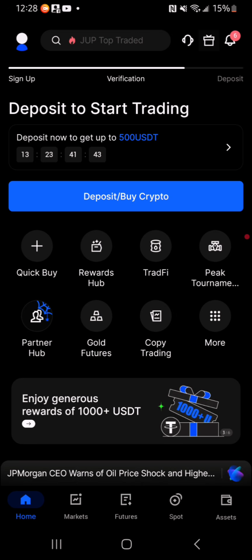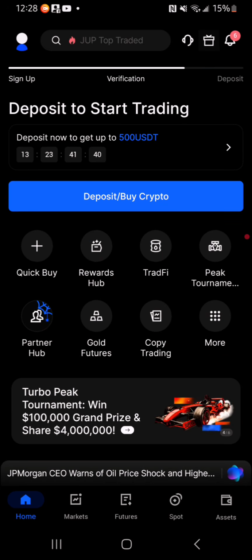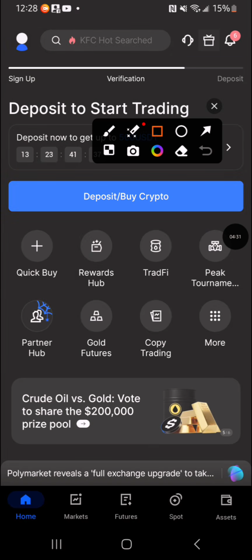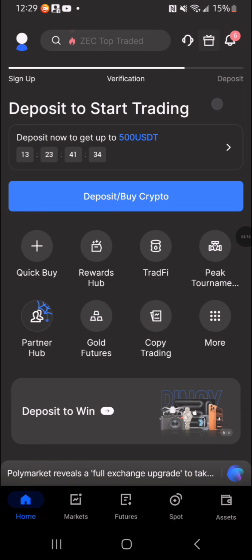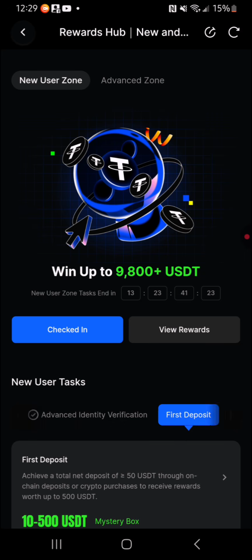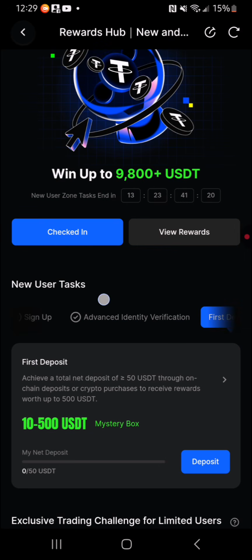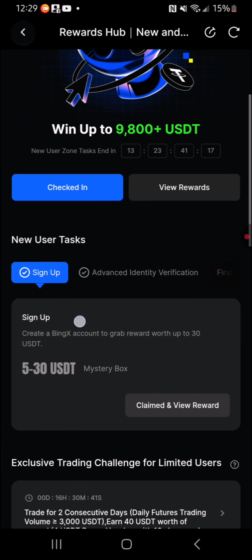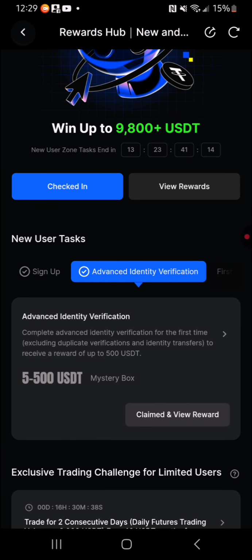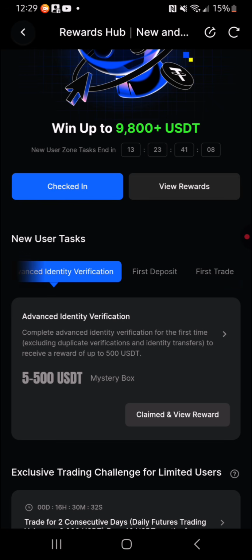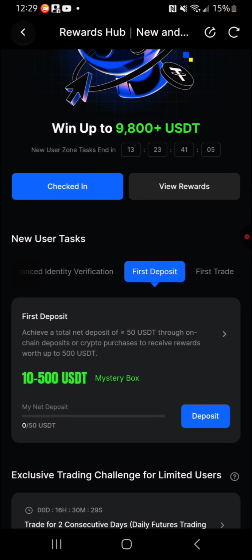So if you now head over to Reward Hub after verifying your identity, you get to realize that you'll be given some vouchers. Basically the vouchers are what we use to do all of this. The first voucher I got was the sign up voucher, which was about 5 to 30, and the advanced identity voucher, which I had claimed already, about 5 to 500. For the first time deposit voucher, I did not do that since I had not deposited any money yet.